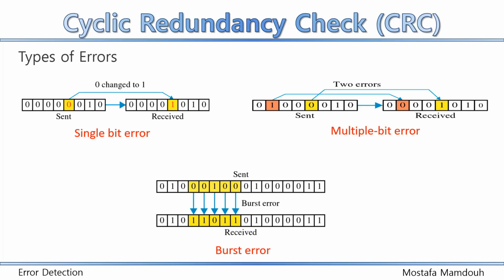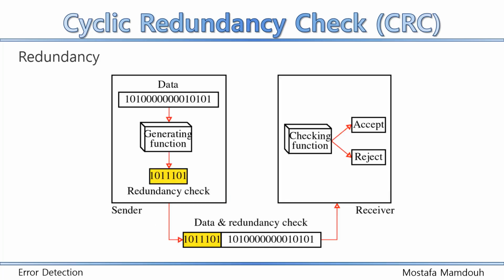Here is an example for every type of error. The single bit error, and we see only 1-bit change. For the multiple bit error, we have more than 1-bit change. And for the burst error, we have 5 contiguous bit changes.